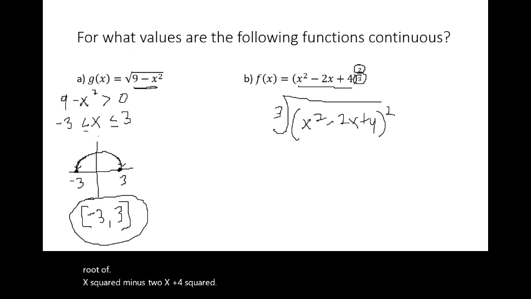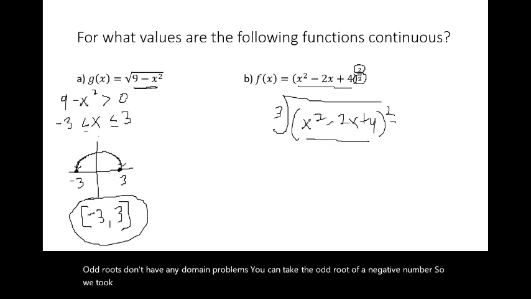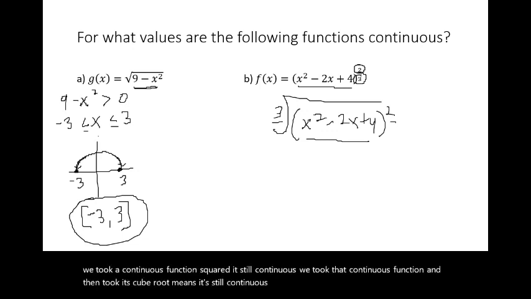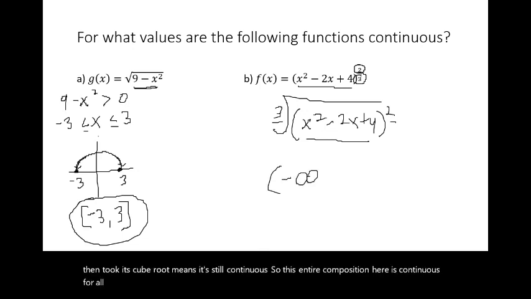Odd roots don't have any domain problems. You can take the odd root of a negative number. So we took a continuous function, squared it, still continuous. We took that continuous function and then took its cube root, means it's still continuous. So this entire composition here is continuous for all real numbers. So the interval of continuity for this one is actually going to be all real numbers, negative infinity to infinity.